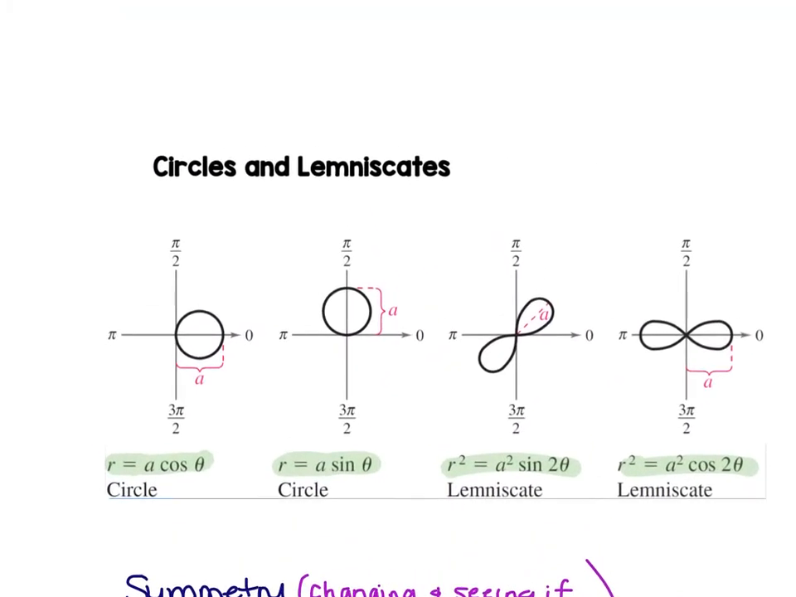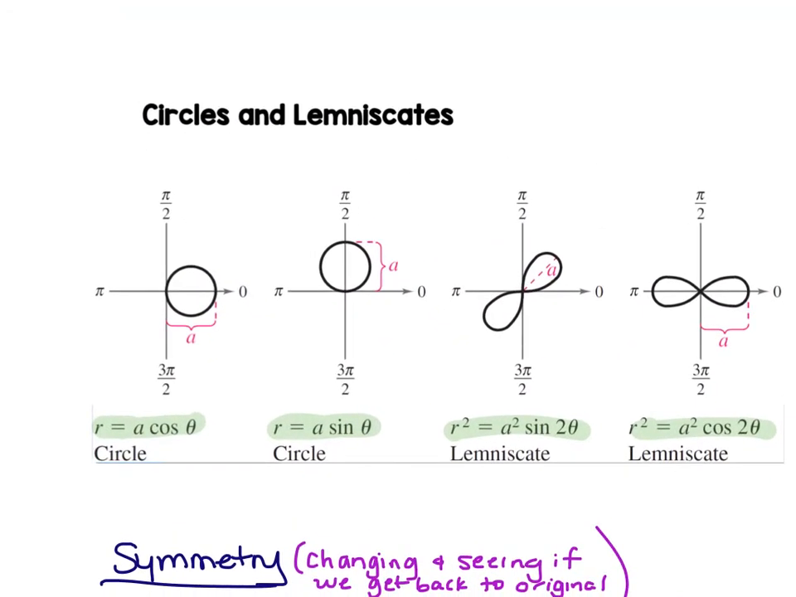Then we talked about circles and lemniscates. So the circles are the ones that don't have anything added or subtracted onto the front of the cosine or sine, and nothing in between. This is the simplest form of the equation. If it's the cosine, then it's symmetric to the polar axis, which we're going to talk about in a second.